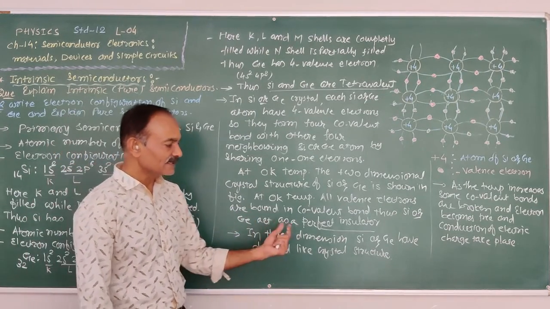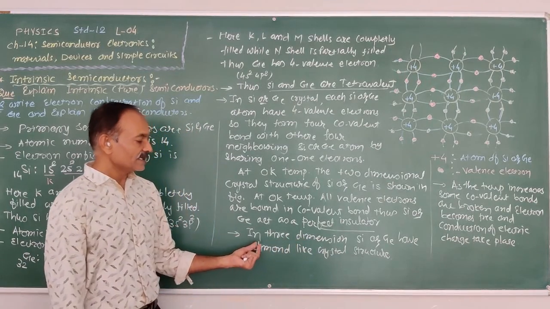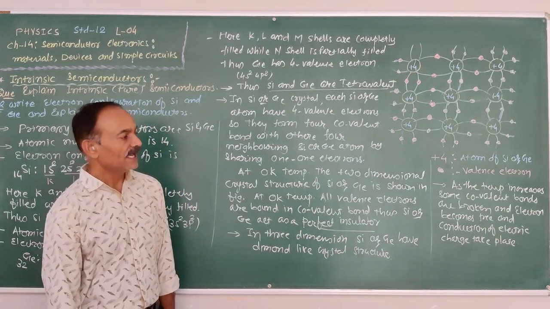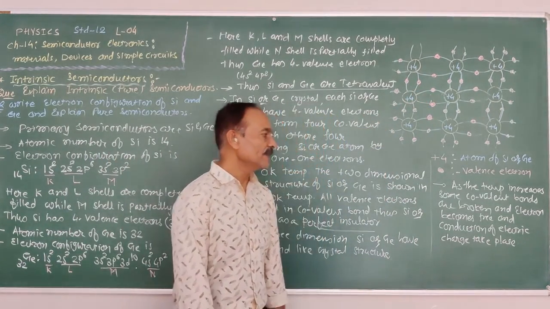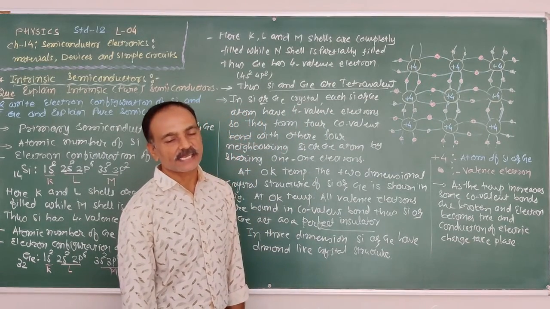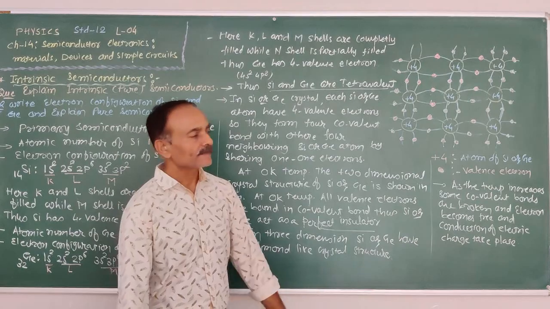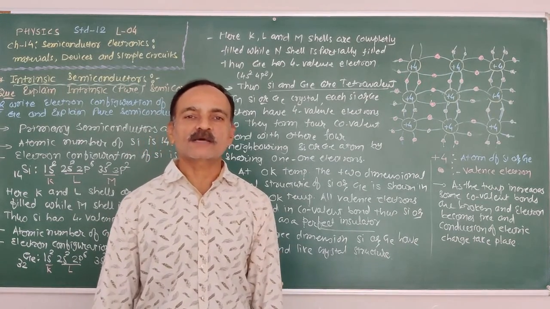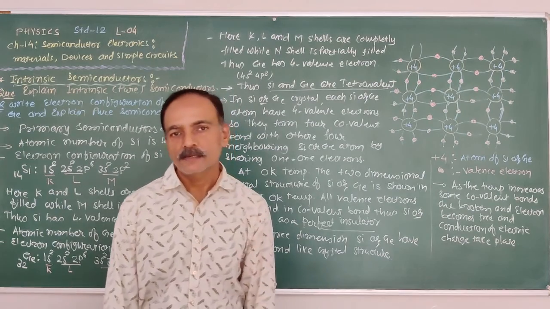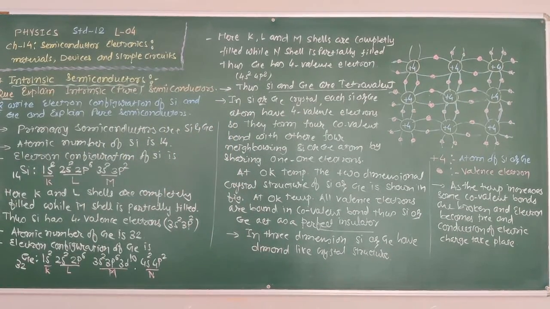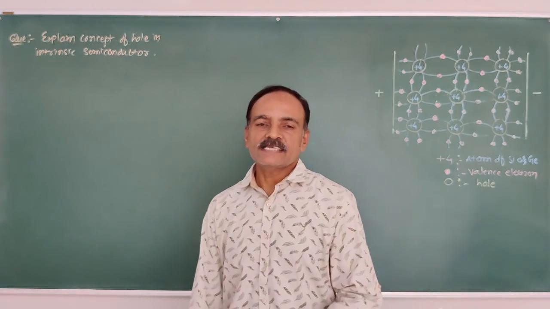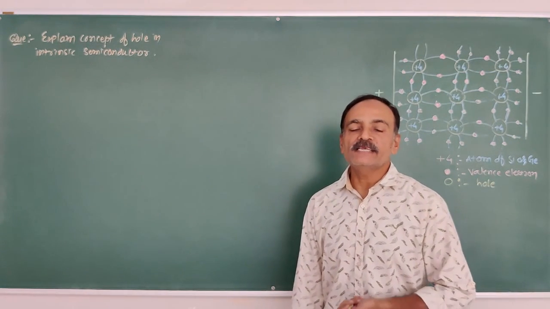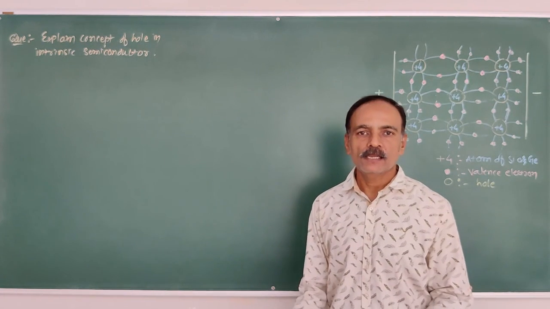In 3 dimensions, silicon or germanium have a diamond-like crystal structure. As the temperature increases, some covalent bonds are broken and electrons become free, and conduction of electric charge takes place. Clear this thing? Okay. After that, we discuss the concept of hole. Now, the next question is: explain the concept of hole in intrinsic semiconductor, or what is the hole?